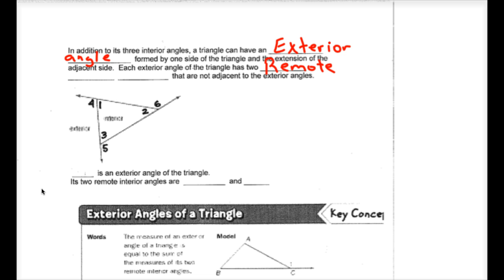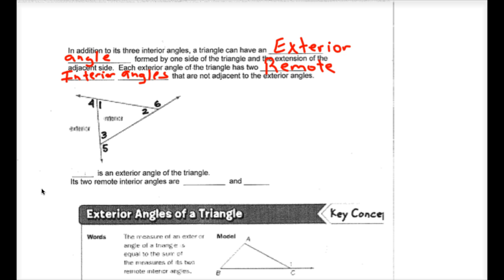Anyways, each exterior angle of a triangle has 2 remote interior angles that are not adjacent to the exterior angles. Okay, that's a mouthful. We need to find out the remote interior angles.